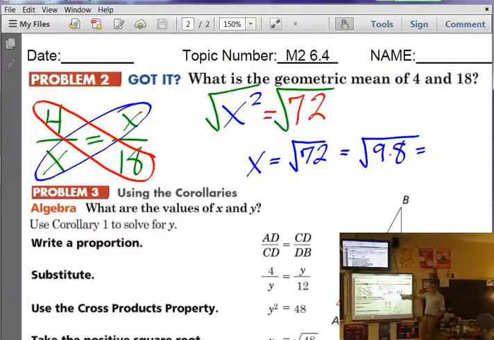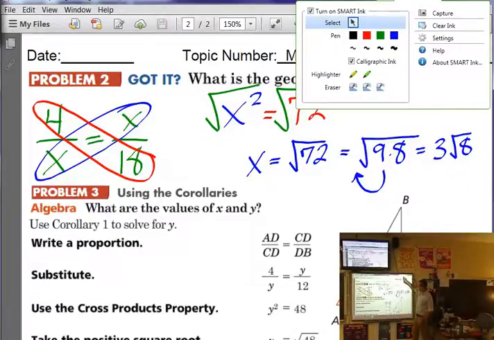Which, as long as this is multiplication, I can pull one of these values out by taking its square root, and I get 3 radical 8. Technically, it'd be positive or negative, but since we're going to be talking about lengths, we only care about the positives. Can't you simplify that more?